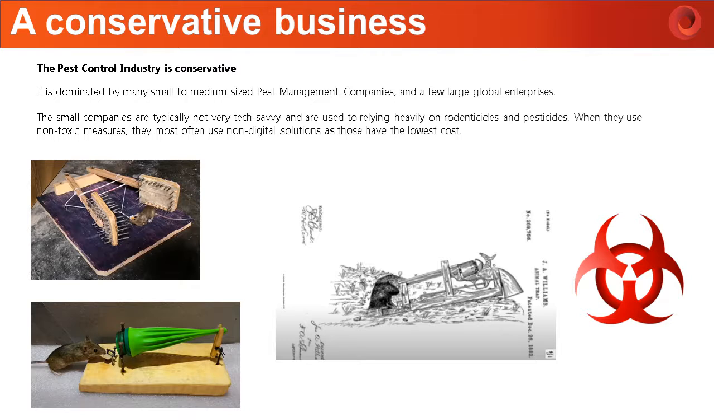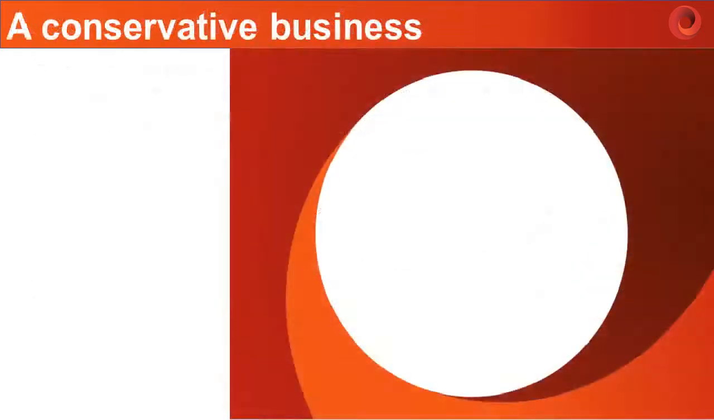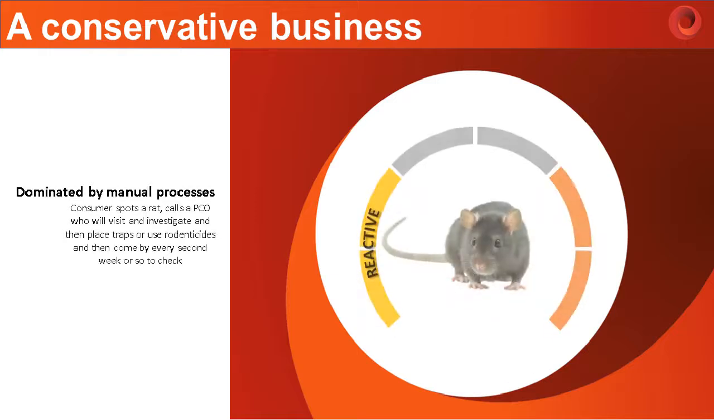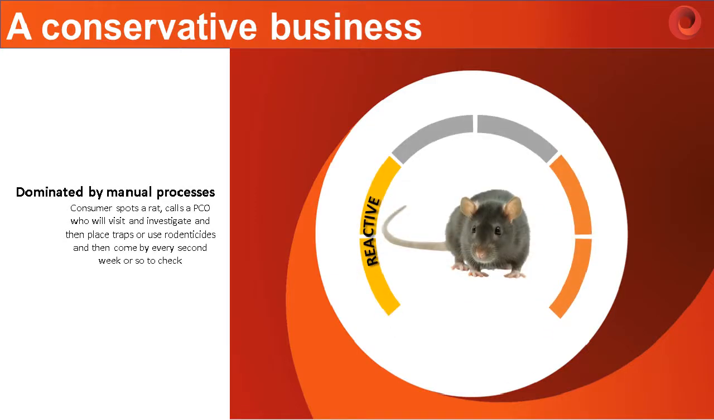So the industry is looking at not just killing, in this case, a rat, a rodent. We need to do it in a humane way where we ensure that they die quickly. So looking at the business model of the pest control industry, as I mentioned, it is dominated by these manual processes, which means that the business model is based on a reactive approach to the market.